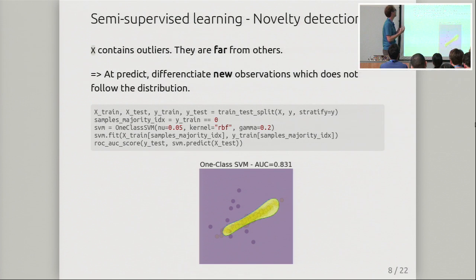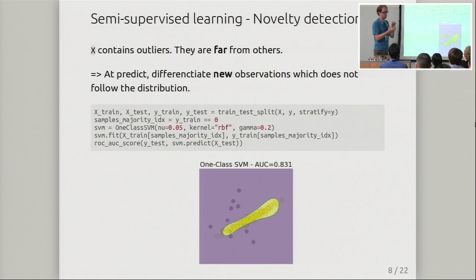One of the typical algorithms for that in scikit-learn is one-class SVM. I split here into test and train, but I keep only the samples of the majority class, which I fit, and then I predict on the full data sets, and I will get something like this. So I'm able to find my majority class, and my minority class will be well predicted as well, because it will be detected as a new thing that doesn't follow what I saw during the training.